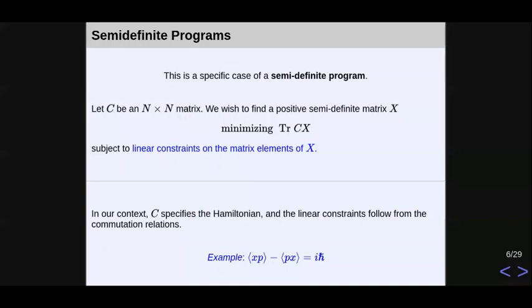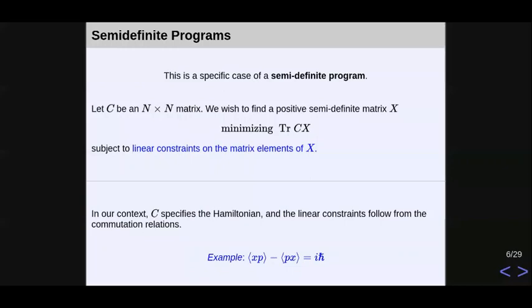So, very concretely, let C be some n by n matrix. It represents the Hamiltonian. We're going to find a positive semi-definite matrix X, that's the matrix of expectation values, which minimizes the trace of CX. The trace of CX is sort of like the most general linear function you can define on this space, subject to some linear constraints on the matrix elements of X. Okay, so C is the Hamiltonian, and the linear constraints come from the commutation relations. The most obvious one being that xp is px plus i, and so their expectation values can be related accordingly.